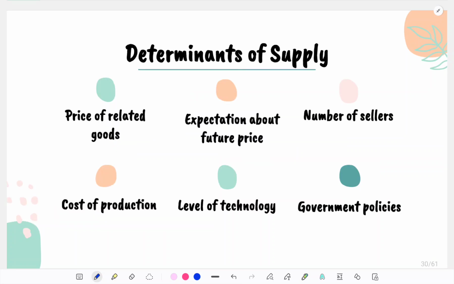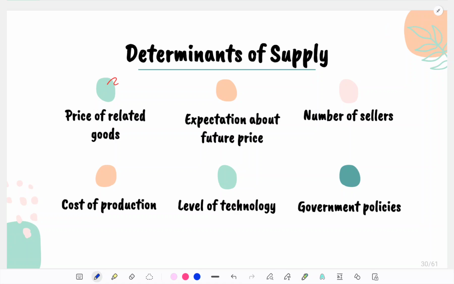Now, let's go one step further. What makes the supply curve move to the right or left, even when the price doesn't change? Let's break it down together. Today, we are talking about determinants of supply, or in simple words, the factors that cause supply to change. There are several common causes that can shift the supply curve.